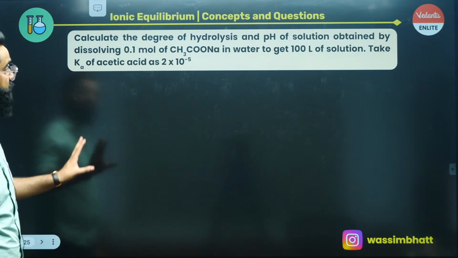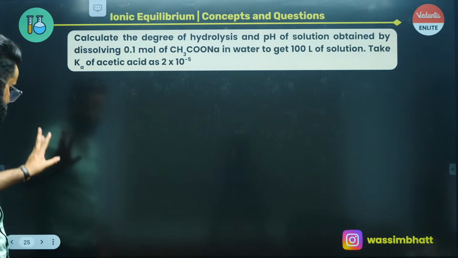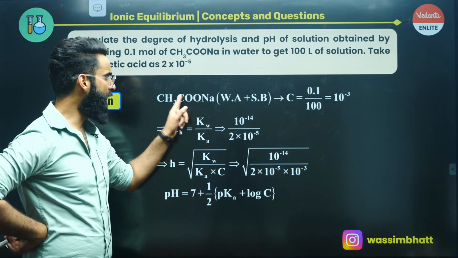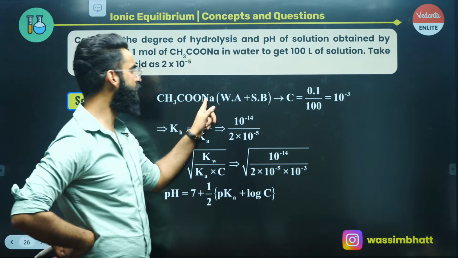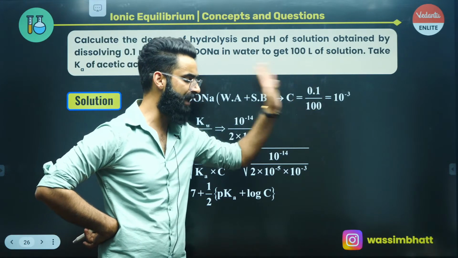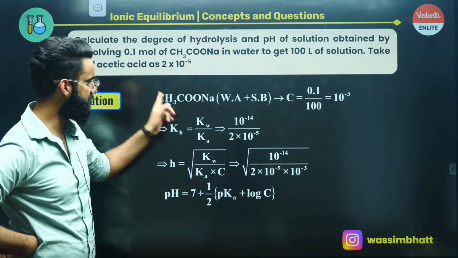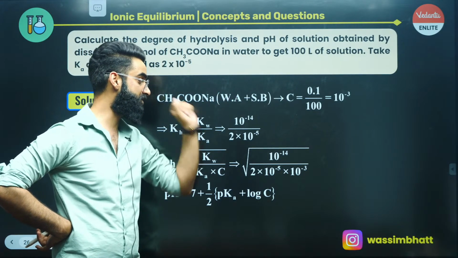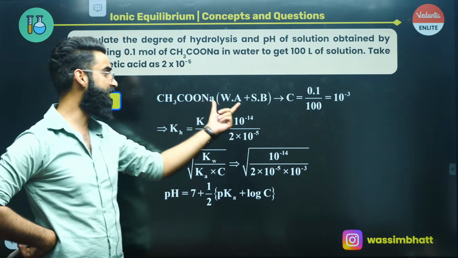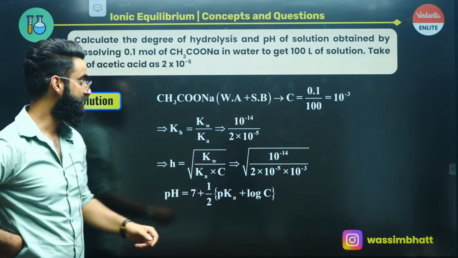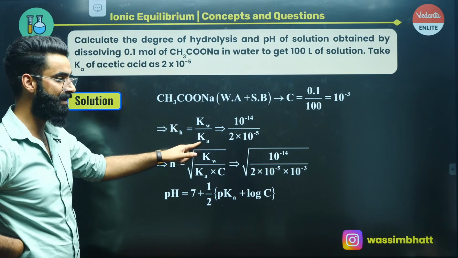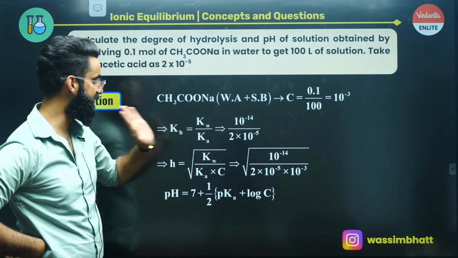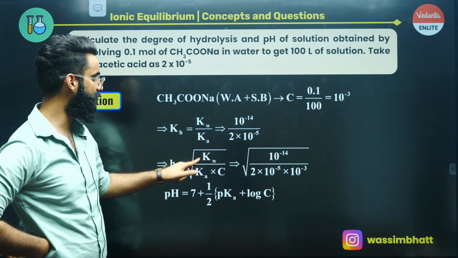This is one more similar sort of question, right? Similar sort of question, just the formula based. So you were given the number of moles of the salt and the volume of solution. So first of all, you calculate the concentration of the salt. And then you identify the salt is of weak acid and strong base, right? If the salt of weak acid and strong base undergoes hydrolysis, then how do we calculate Kh? Kw divided by Ka. This is the formula. Kw at 25 is 10 raised to minus 14. Ka value is given. Similarly, h you can calculate: under root of Kw divided by Ka into C.